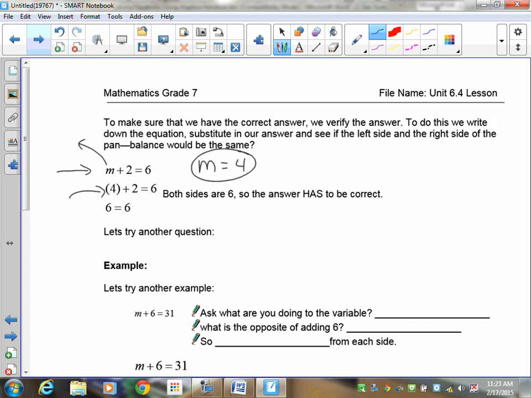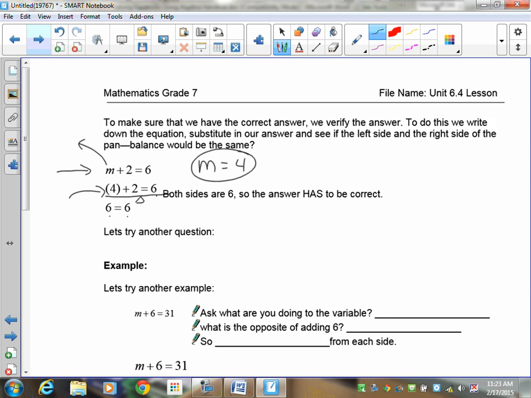If we're correct, our pan balance should stay balanced. If it doesn't stay balanced, it's wrong. That means we made a mistake, and 4 is not the answer. If it does stay balanced, then we know we did it correctly. So 4 plus 2 is 6, and that's what's on the right-hand side.